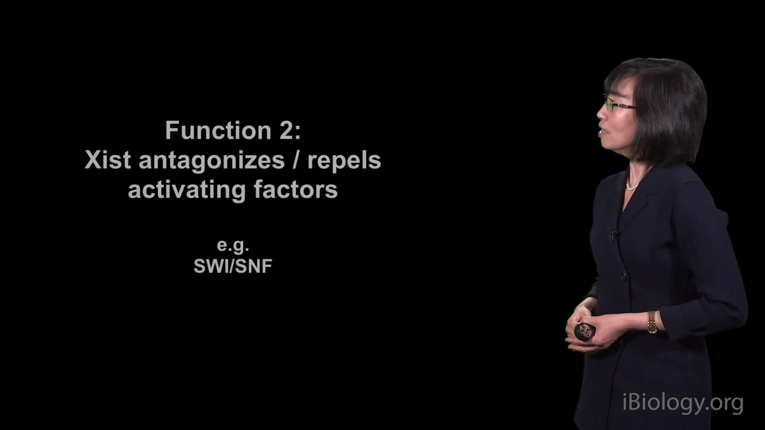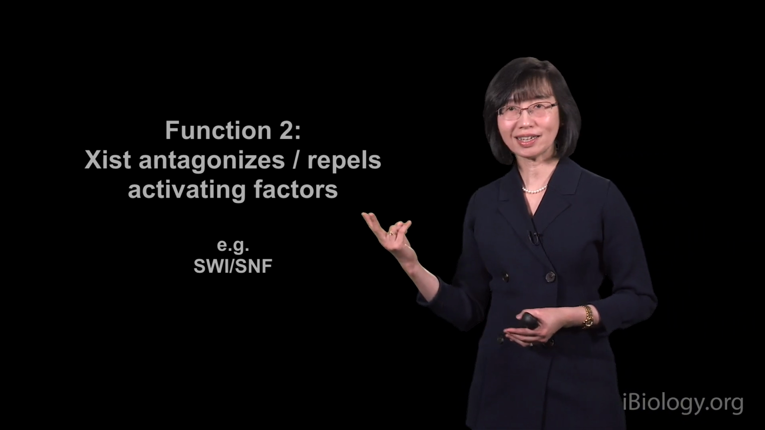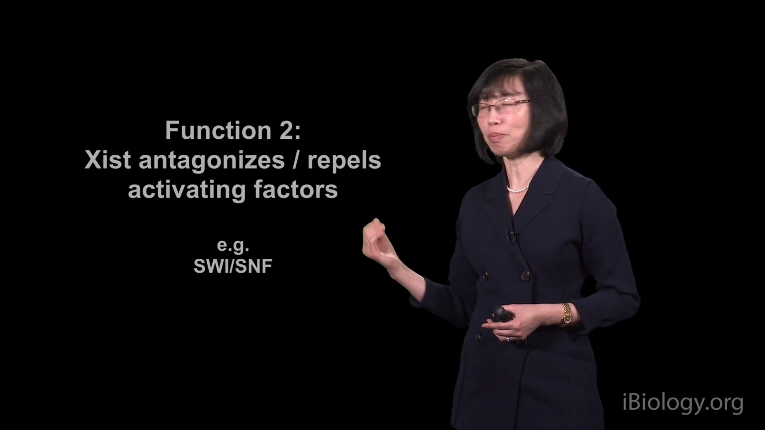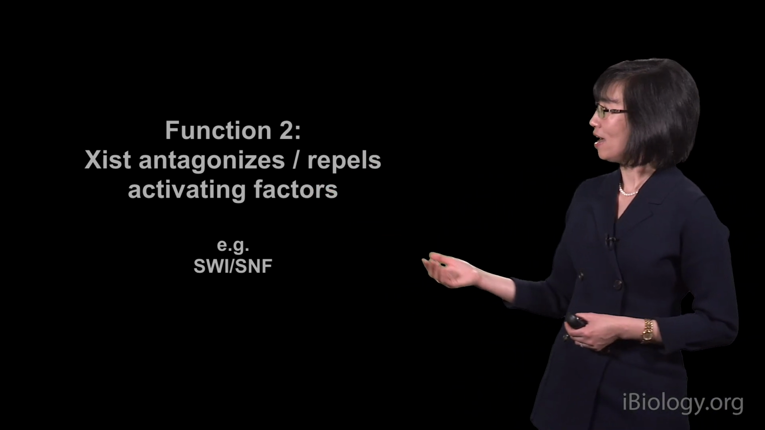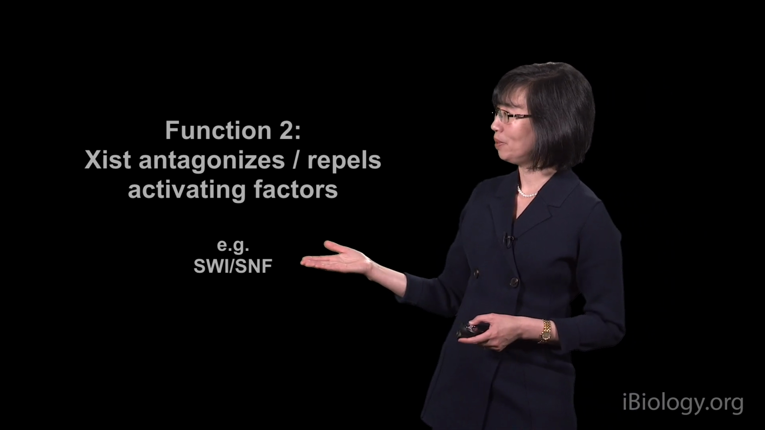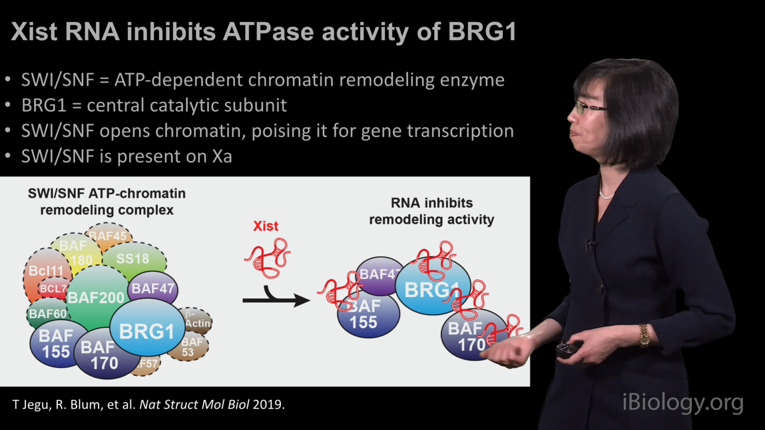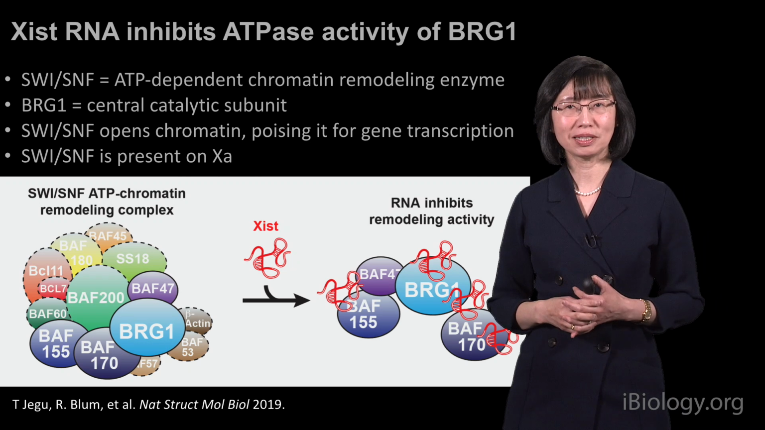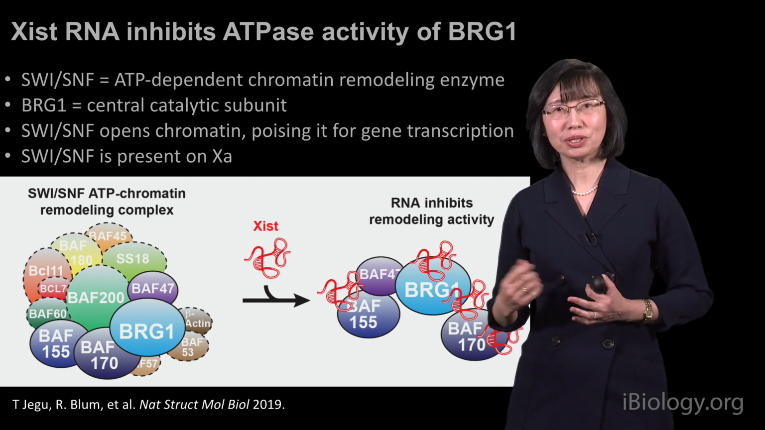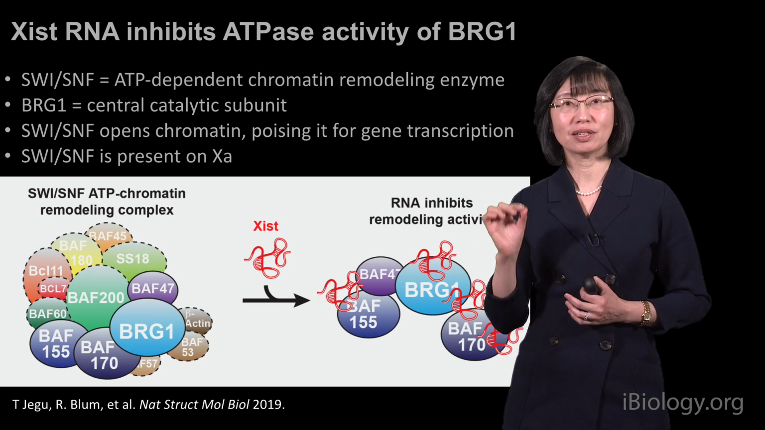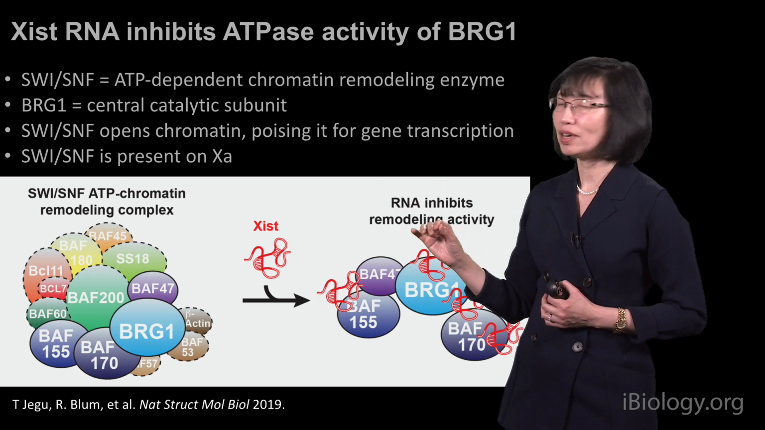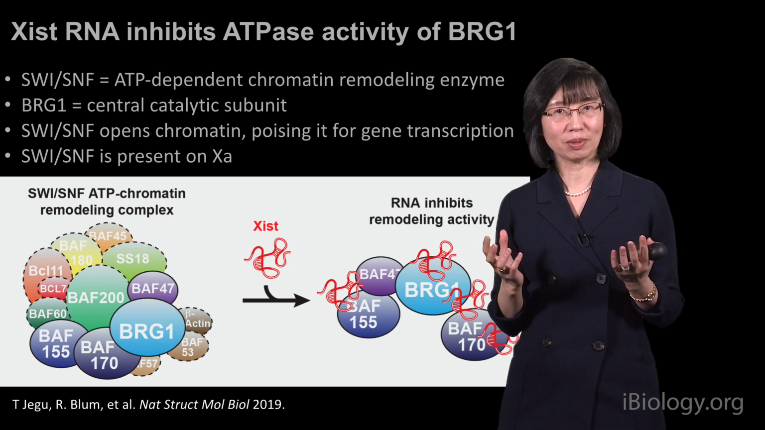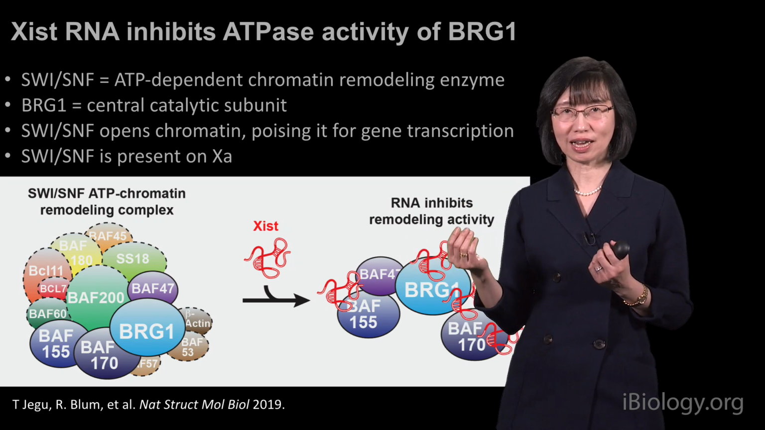So now I'd like to turn your attention to the second aspect of Xist function, and that is its antagonization or its repulsion of the activating factors. And we're going to use as an example this epigenetic factor called SWI/SNF. Okay, so SWI/SNF is an ATP-dependent chromatin remodeling enzyme. And central to its activity is the catalytic subunit BRG1. So SWI/SNF is normally associated with open chromatin. Indeed, it makes chromatin accessible, poising it for gene activation.